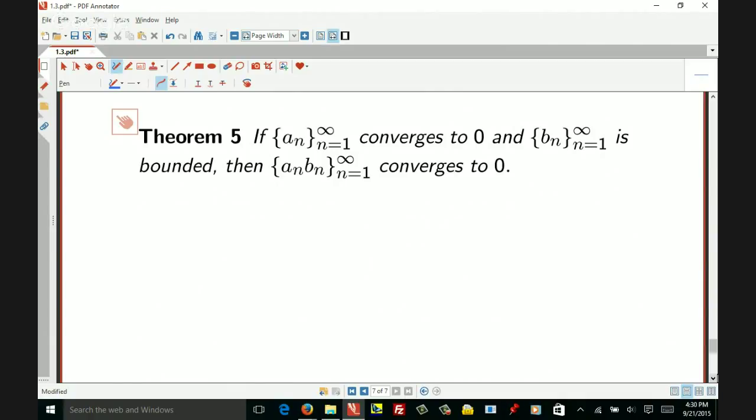If A_n converges to 0 and B_n is bounded, then A_n times B_n converges to 0. This one actually looks relatively short in the book. It's not a very long proof. What's the hypothesis? Let A_n converge to 0 and B_n be bounded.